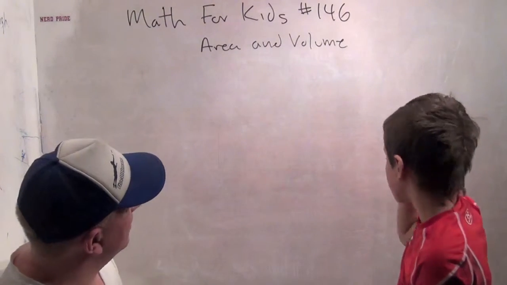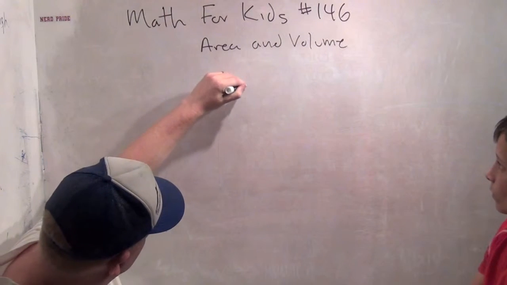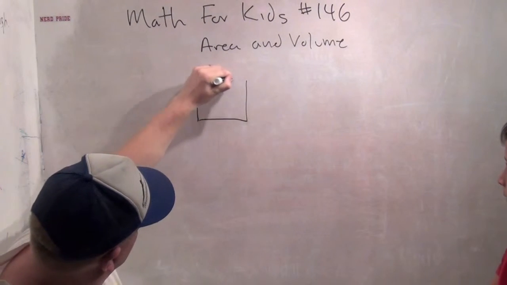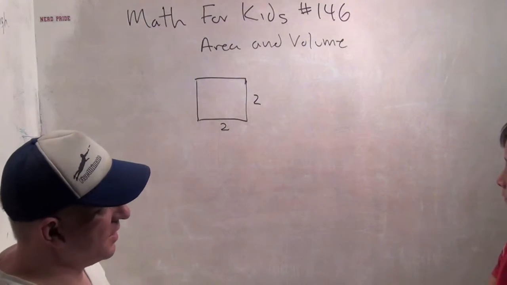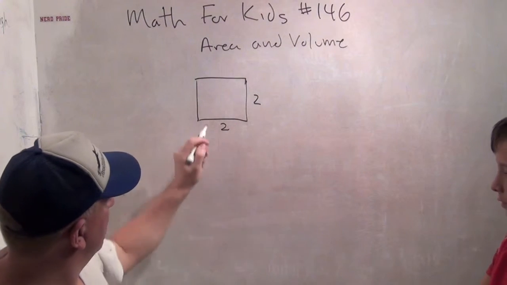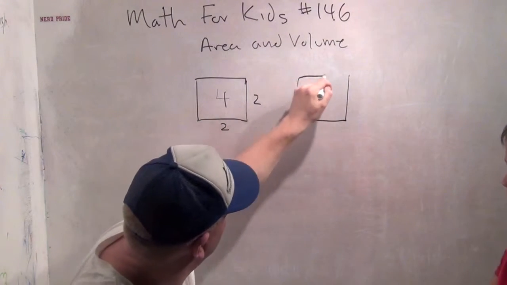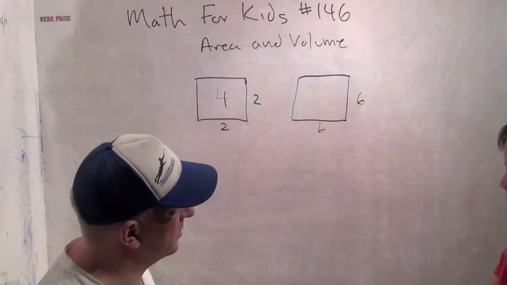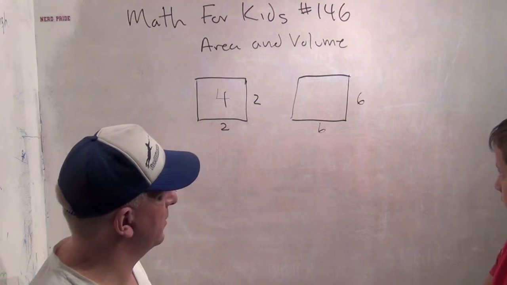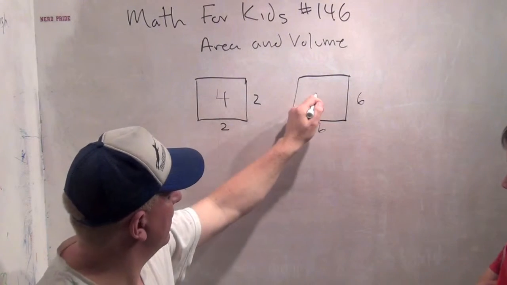Okay, so today we were talking about area and volume. And we learned that if we have a square whose side length is 2, the area is 4. But if we have a square whose side length is 6, in other words 3 times as large, the area is 36. And how do you find the area of a square? It's length times width.